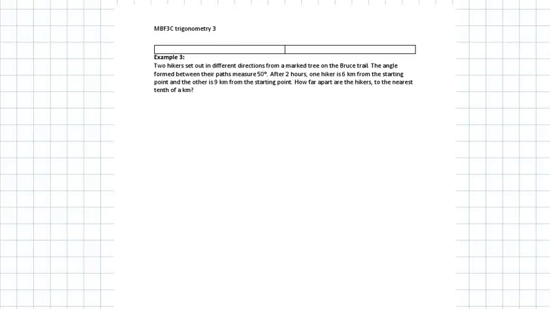Okay, Sabrina, come here. This is the tree that we have, the tree that's on the Bruce Trail. Come close to me. Okay, we're the 2 hikers. We're going in different directions. We walked for 2 hours. She's 6 kilometers away. I'm 9 kilometers away from where we started. Right? The angle between our paths is 50. Okay. Can you draw a triangle now? Yeah, sure.